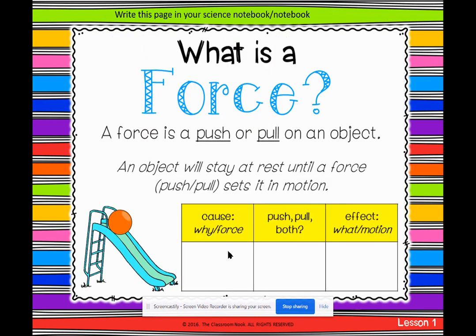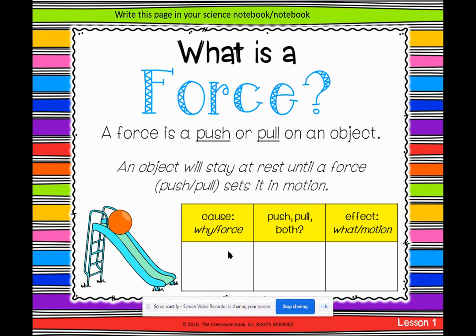Okay, so let's get started. This entire page will need to be written down in your notebooks, including the drawing. It all makes sense, trust me. So, what is a force? A force is a push or pull on an object.